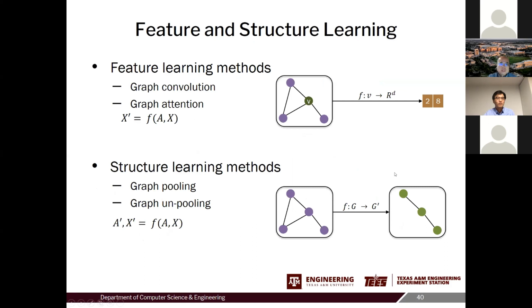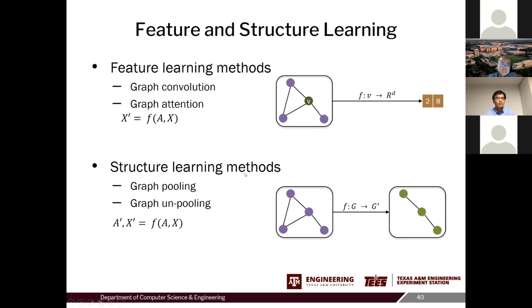And the two paradigms we have been working on are called feature learning and structure learning. So feature learning is you take the adjacency matrix and the feature matrix as input, and you produce another feature matrix X prime as output. And in this operation, the graph topology will not change. This is only to compute new attributes for each of the nodes given the graph. The topology will remain the same.